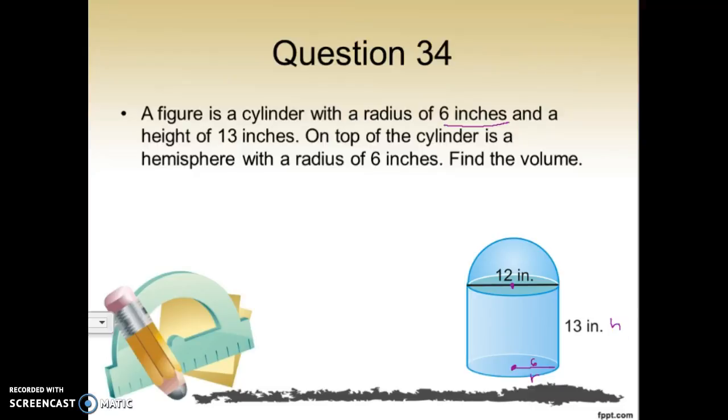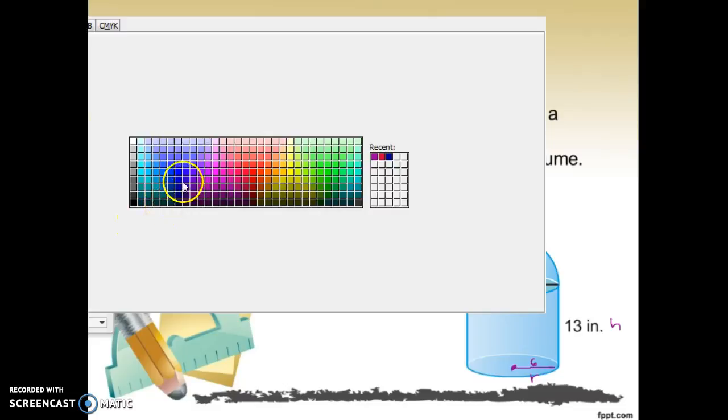And then lo and behold, somebody came along and smacked a hemisphere on it. What's a hemisphere? It's just a half of a sphere. Hemi means half. So this is a half of a sphere stuck on top of this cylinder. All right, now it also has a radius of 6 inches. Okay, so it's a perfect fit. And our job is to find the volume of the entire figure. All right, how do you think you might do that?